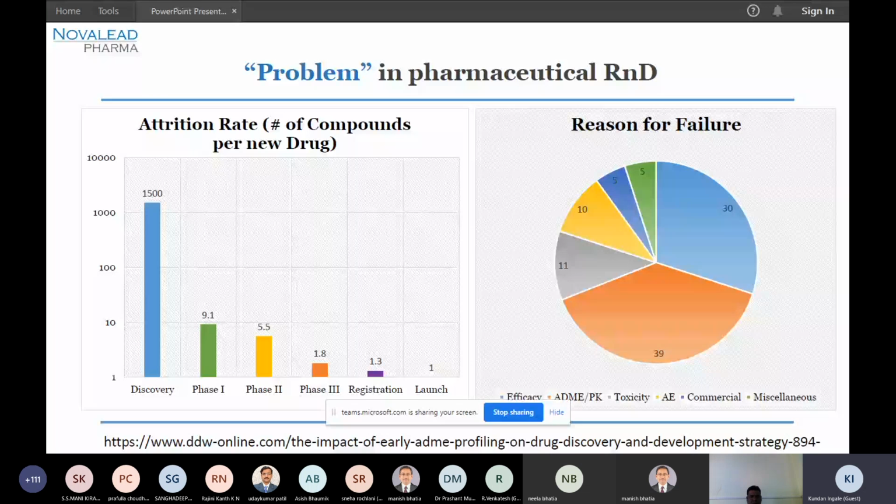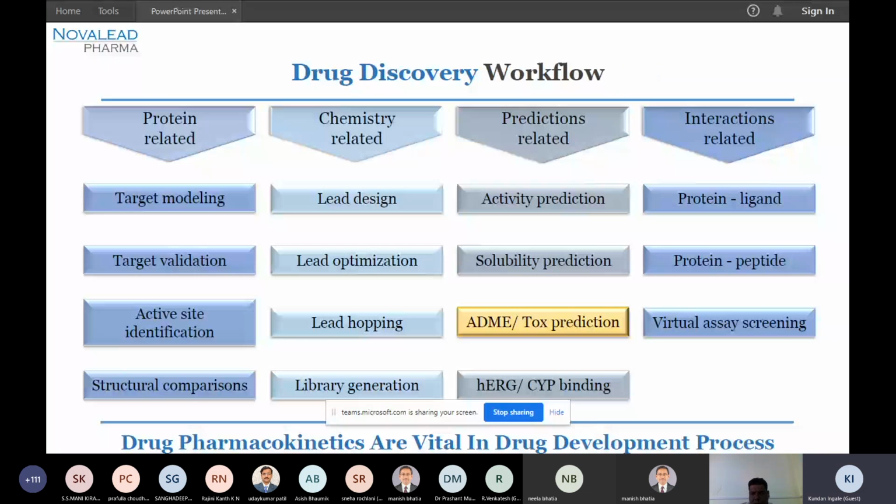Now, considering these statistics, what would be the probable solutions? Before going to solutions, let me take a brief overview of the drug discovery workflow. You can see the drug discovery stage is classified into different stages: the initial stages, the mid stage, and the late stages. In the initial stages, we perform different activities which are protein related, chemistry related, prediction related, and interaction related. Protein related work would be confined to target modeling, target validation, active site identification, and structural comparison.